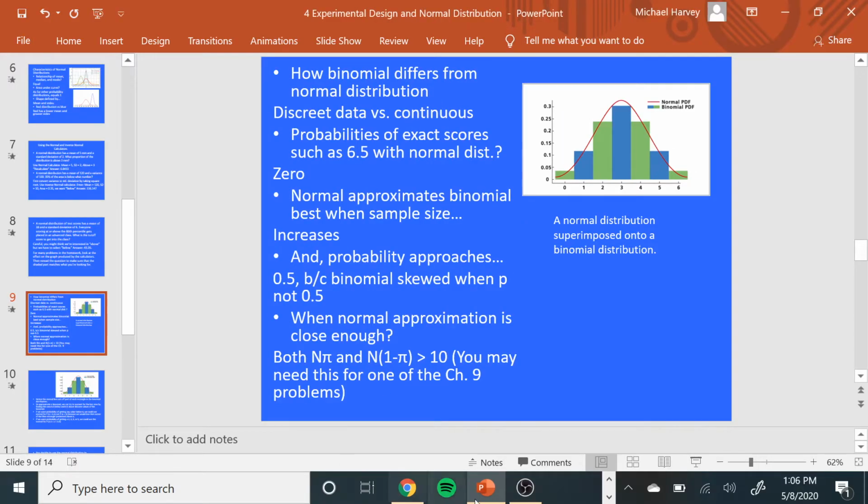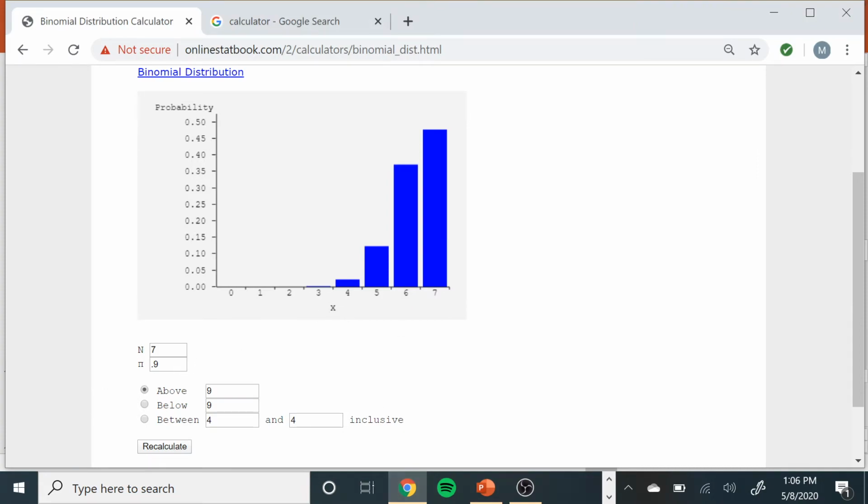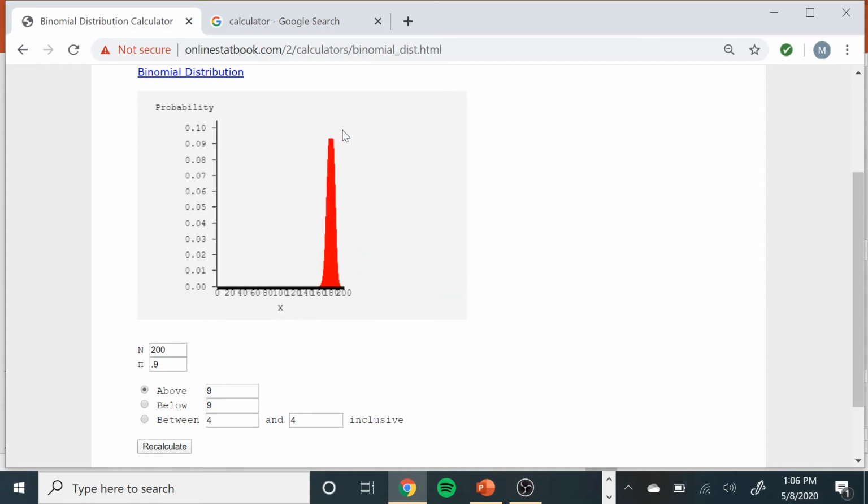Now here's another thing though. Look at this while we still have it here. Look what happens when I change the sample size. It's still 0.9, right? But let's put something like 200 in there. Look at that. It's almost normal. It's no longer skewed. So these two things sort of counteract one another to some extent. You can have a probability that's pretty far from 50-50 as long as you have a really large sample size and it's still more or less normal.